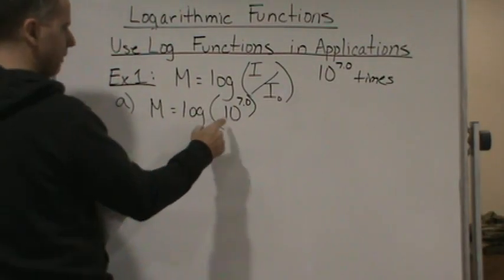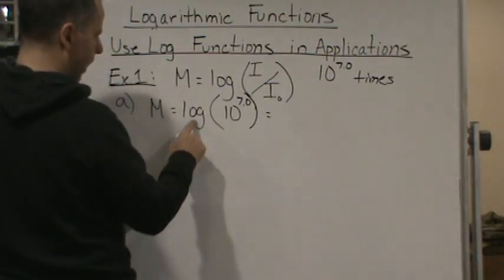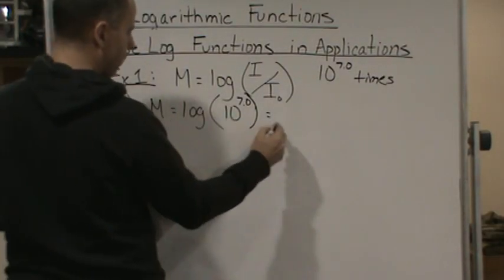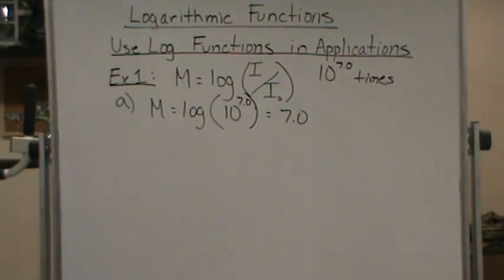And then the properties of logs tell us that, well, this is a common log. This is base 10. So this ends up being 7.0. So the magnitude of the earthquake that is 10 to the 7.0 times more intense than the reference intensity of a zero level earthquake is 7.